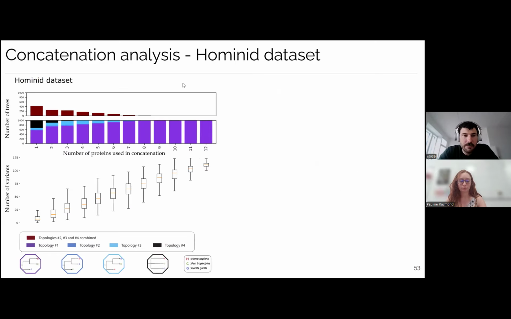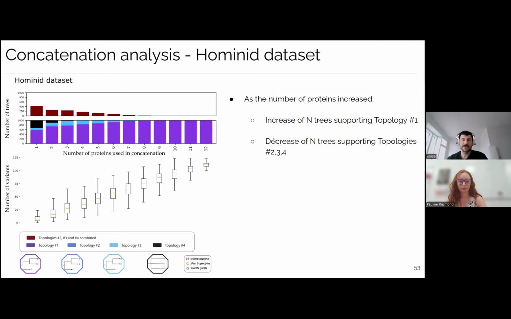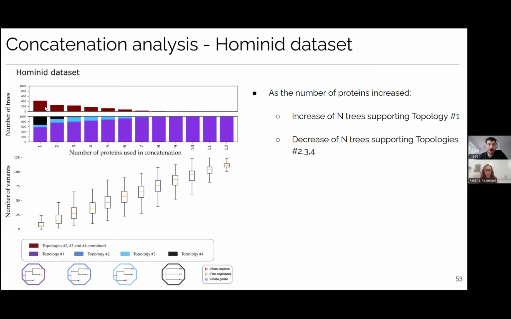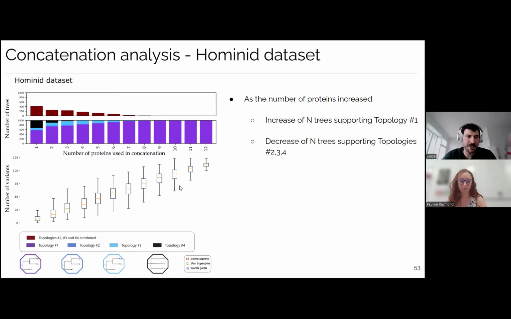So with this in mind, for the hominid dataset, let's see some of the results. First, we noticed that as the number of proteins increased from left to right, from 1 to 12, we saw a steady increase in the number of trees supporting topology number 1, which again, I will remind, is the one with humans and chimpanzees being closer and gorillas the outgroup, so our population tree. And you can see it with this purple bar plot, which is steadily increasing when using more and more proteins. Another way to see it is this bar plot steadily decreasing. These are the trees disagreeing with this topology as we're using more and more proteins.